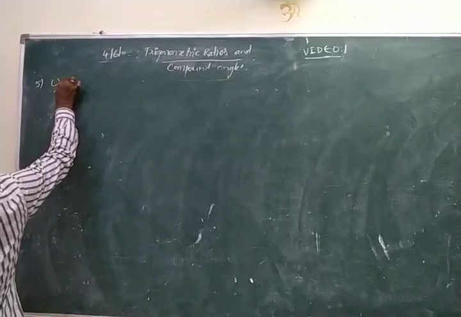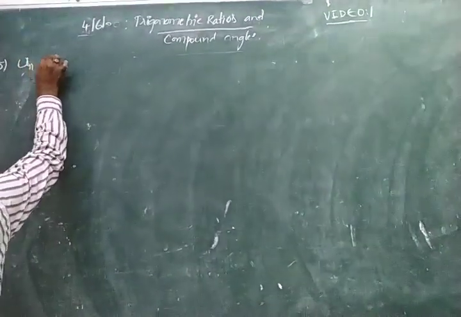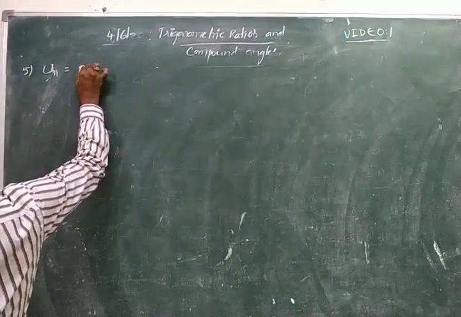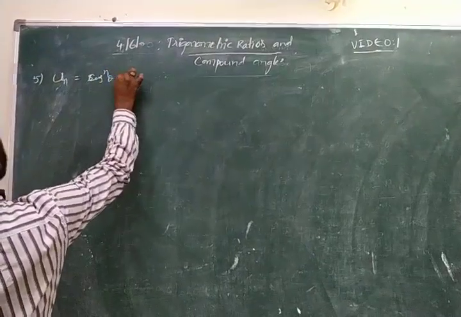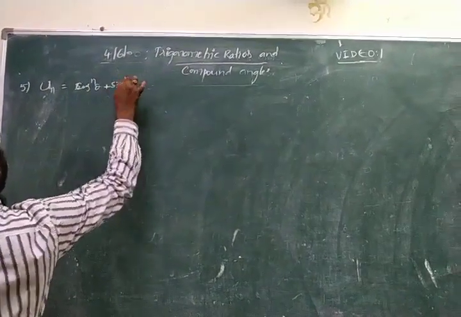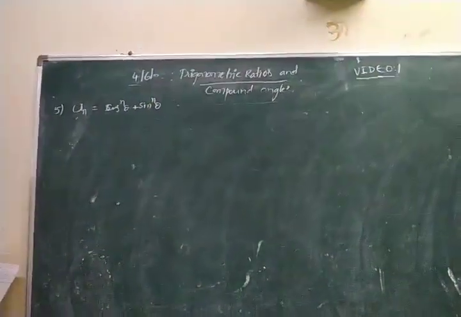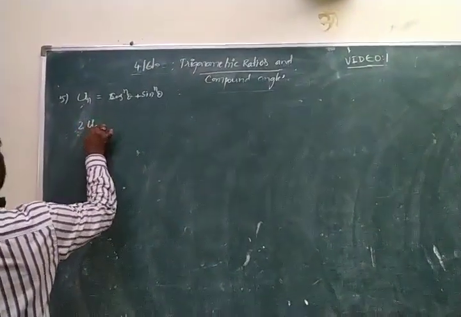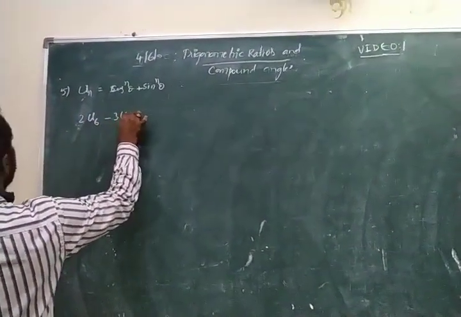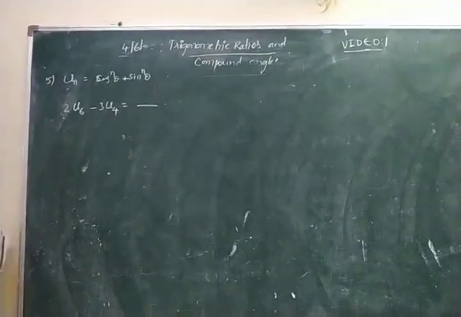If un is equal to cos power n theta plus sin power n theta, then 2u6 minus 3u4 is equal to how much?